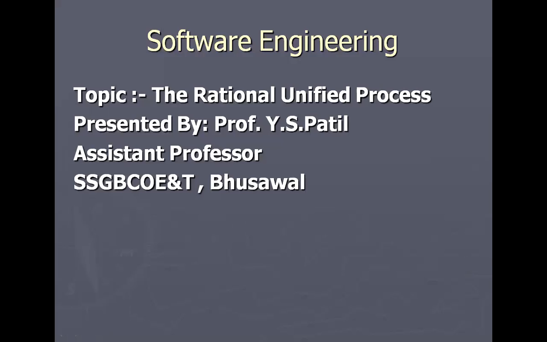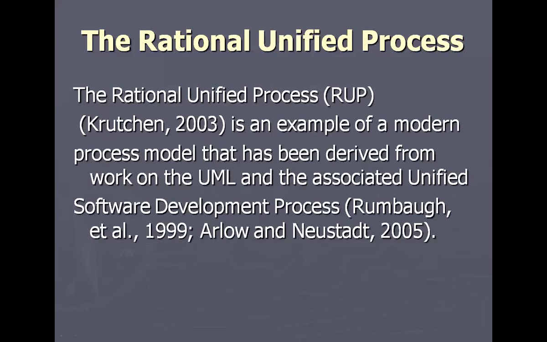Today we will learn the Rational Unified Process. We have learned a number of topics. What do you mean by software? What do you mean by software engineering? What do you mean by software engineering process? These are different types of development process: waterfall model, RAD model, incremental model. Now we will learn the Rational Unified Process. What do you mean by Rational Unified Process?